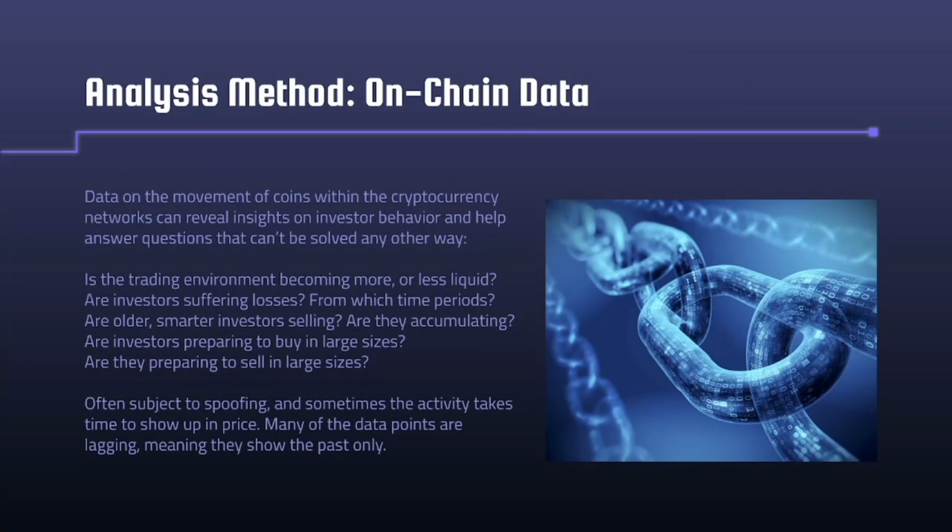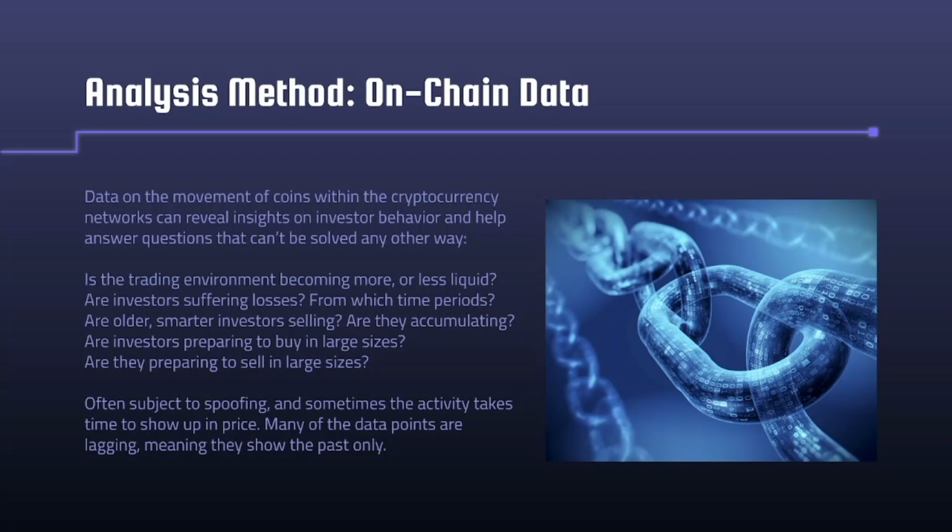Analysis method, on-chain data. Data on the movement of coins within the cryptocurrency network can reveal insights on investor behavior and help answer questions that can't be solved any other way. Is the trading environment becoming more or less liquid? Are investors suffering losses? From which time periods are they suffering losses? Are older, smarter investors buying? Are they selling? Are they accumulating? Are investors preparing to buy in large sizes? Are they preparing to sell in large sizes?